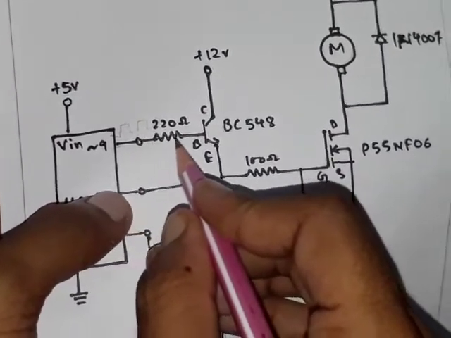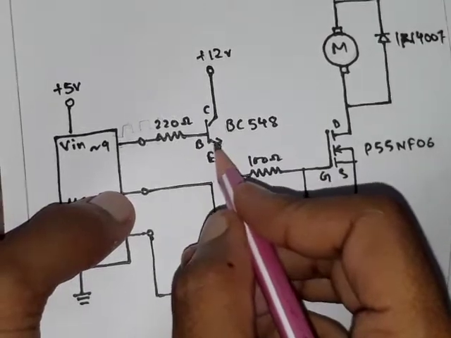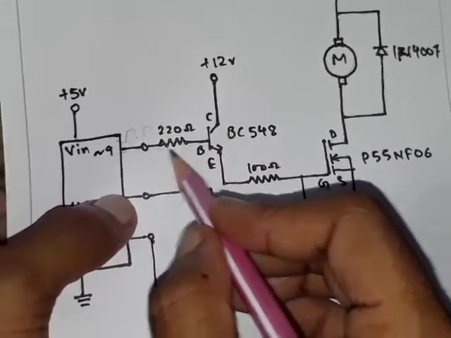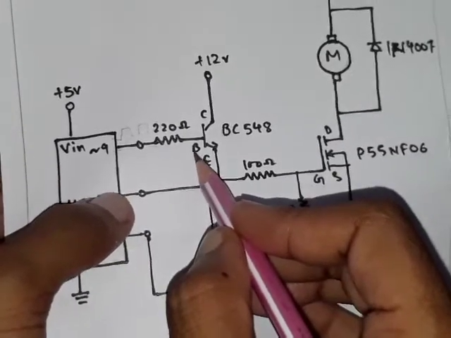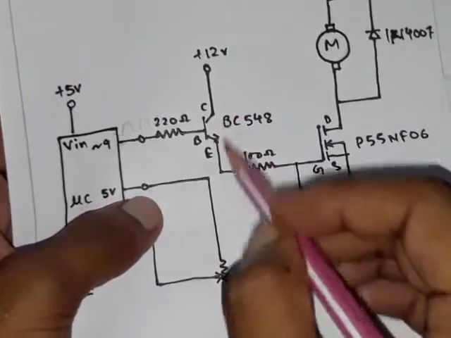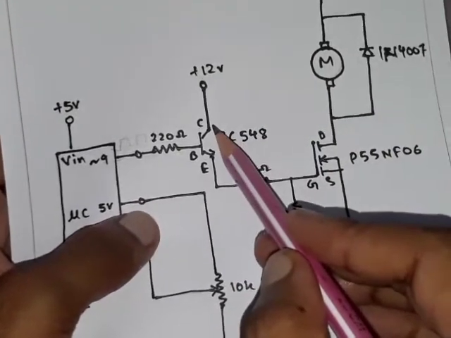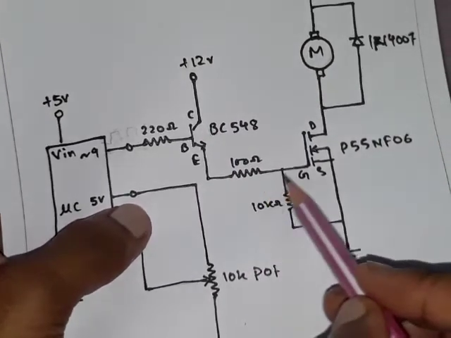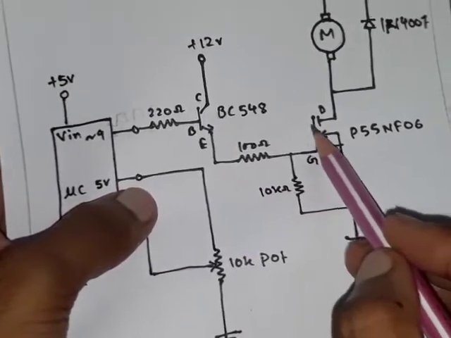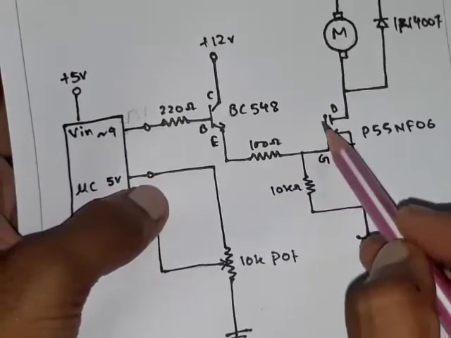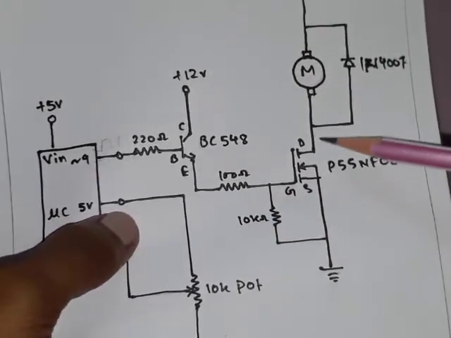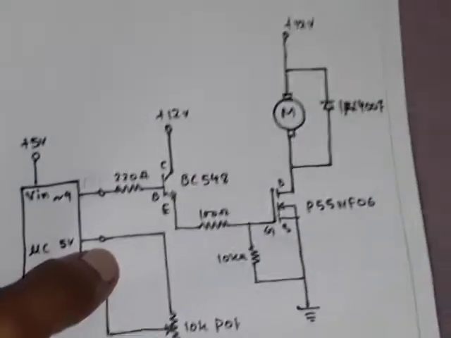and this small variable voltage is passed to the base of the transistor, and accordingly, as the base voltage varies, this collector to emitter voltage also varies. Okay, so what it does basically, this variable voltage also gets fed to the gate of the MOSFET, as here, as the gate voltage varies, accordingly this drain to source voltage varies.